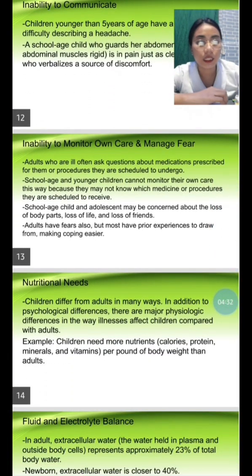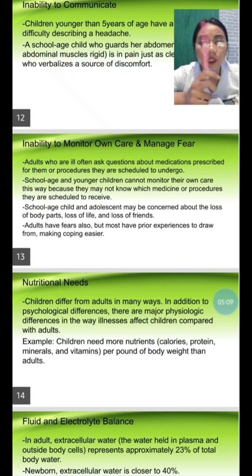Inability to monitor own care and manage fear. So adults who are ill often ask questions about medications prescribed for them or procedures they are scheduled to undergo. School age and younger children cannot monitor their own care this way because they may not know which medicine or procedure they are scheduled to receive. And school-age children and adolescents may be concerned about the loss of body parts, loss of life, and loss of friends. Adults have fears also, but most have prior experiences to draw from, making coping easier.